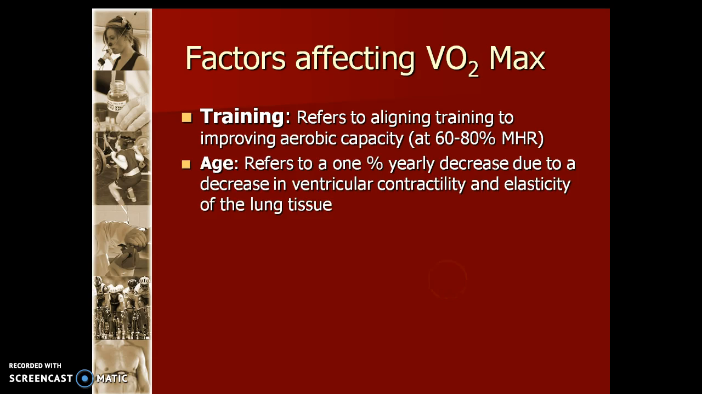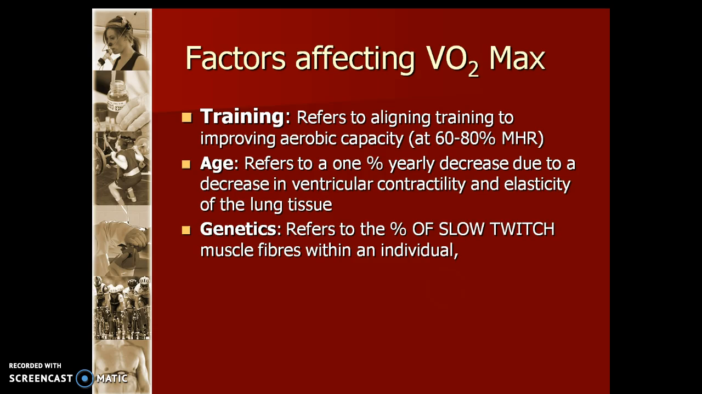Next factor is to do with age. As you get older, certainly from the age of 30, every year there's a 1% decrease in your VO2 max, and that's due to the fact that your ventricles lose their contractility, so they can't stretch as much. That stops you from being able to increase your stroke volume, cardiac output, etc.